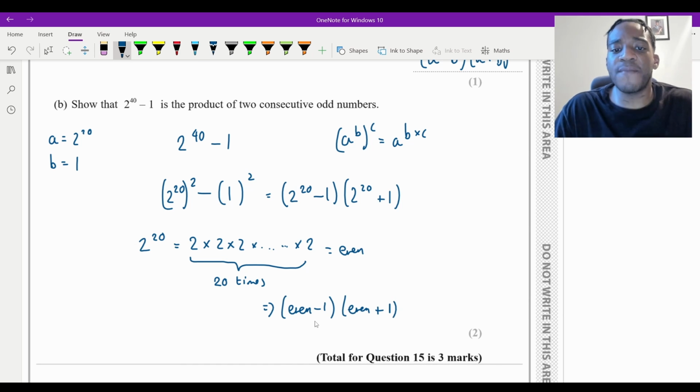Now think of a number line, right? An even number take away 1 is going to give you an odd number. So we've got an odd number here. And an even number plus 1 is going to give you another odd number. So these are both odd. We just need to show that they're consecutive.